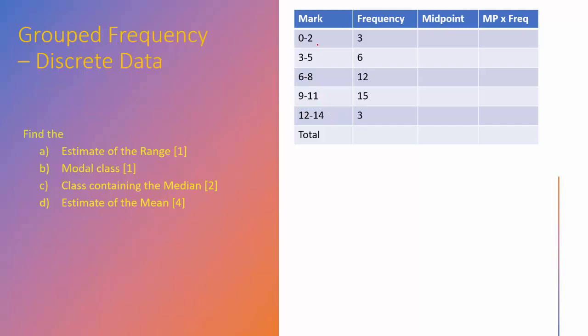Now this is discrete data because students can either get 0 marks, 1 mark, 2 marks, 3 marks. They can't get 2.5 marks. So there's no half marks in this test. That's why it's discrete data.